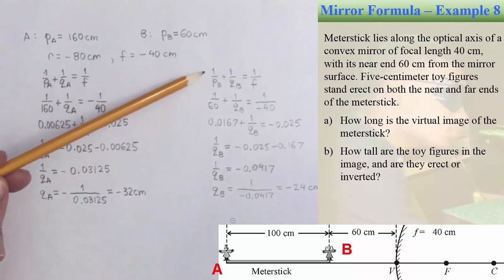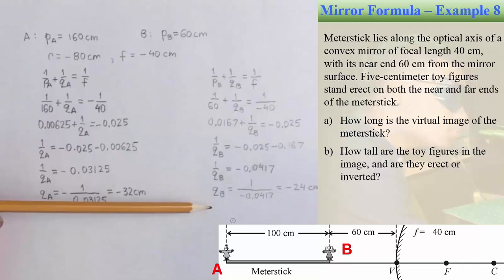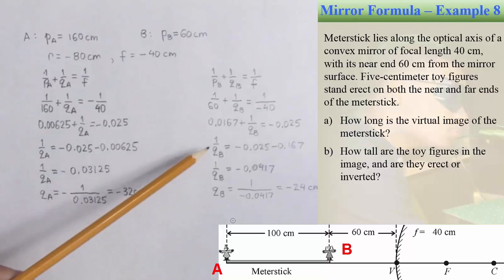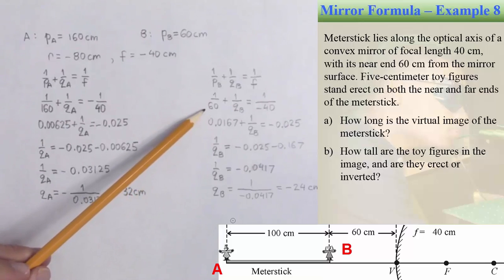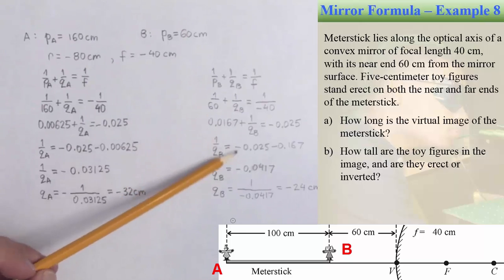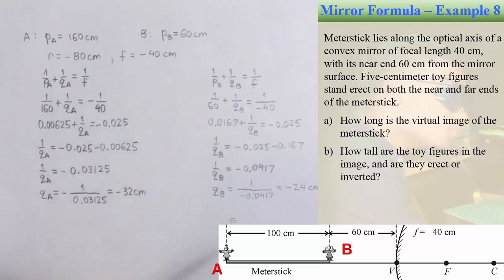Okay, so here's the whole calculation for the toy figure B. So we pretty much apply the same procedure as the toy figure A, with the only difference that the distance of the toy figure B is equal to 60 centimeters. So the calculation is pretty much the same. So we came up with the value of Q of 24 centimeters. Now, what's the meaning of these two values?